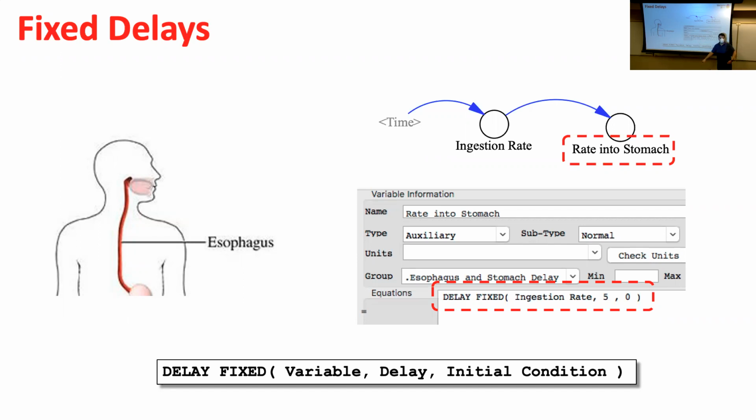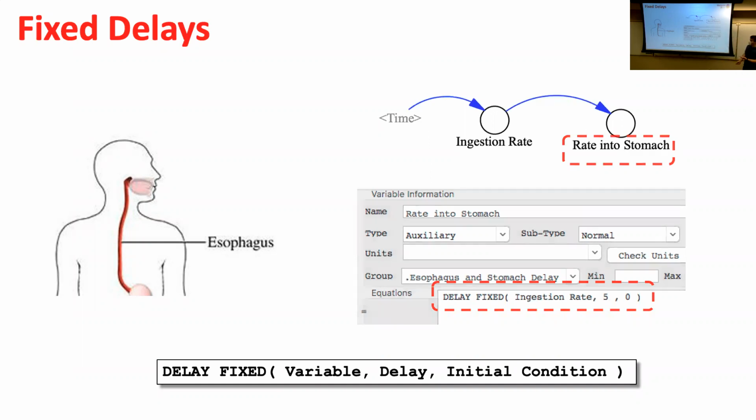The reason it needs this is when you start the simulation, this delayed thing doesn't have any input, because a 5-second delayed version of the ingestion rate doesn't exist before time 0. So we don't have anything to delay. We have to say, what is it initially, before the simulation catches up to the 5 seconds? We're going to say it's initially 0. So the rate here will start at 0, and once it hits 5 seconds, the rate into stomach will be whatever ingestion rate was at time 0, and otherwise will be just a copy of that. This is how we implement a fixed delay in Vensim.